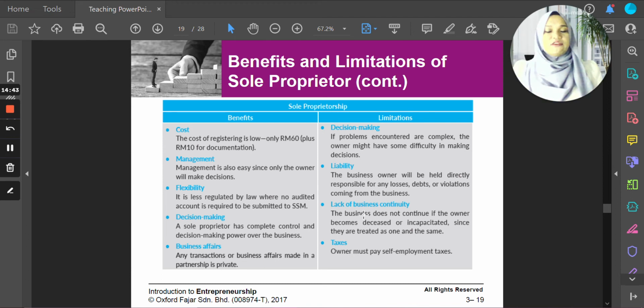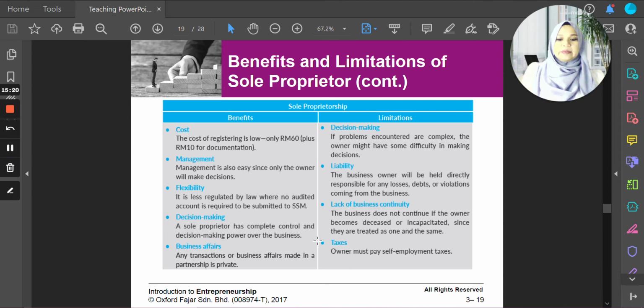Now, if the owner becomes deceased or incapacitated, meaning you are unable to continue doing the business, you cannot simply pass it to another person. If let's say this particular old man started up this sole proprietorship, and after that he passed away, he cannot simply get the son or the daughter to continue doing the business.